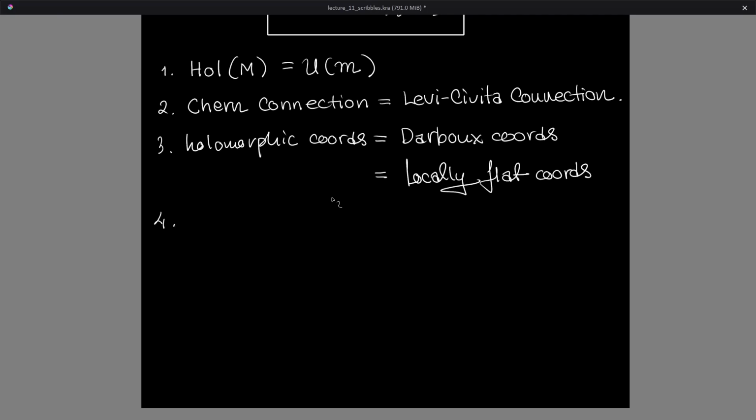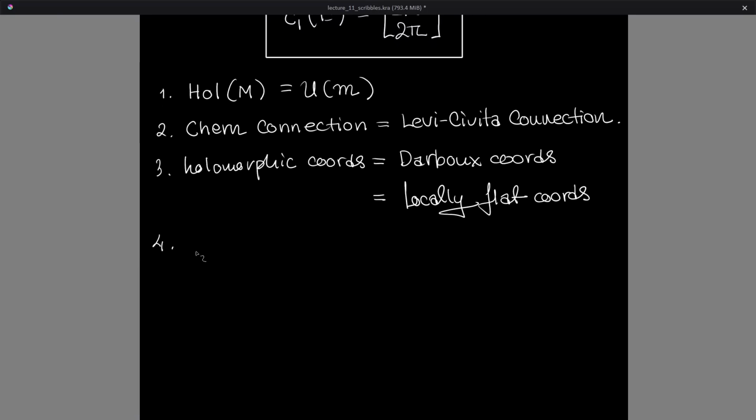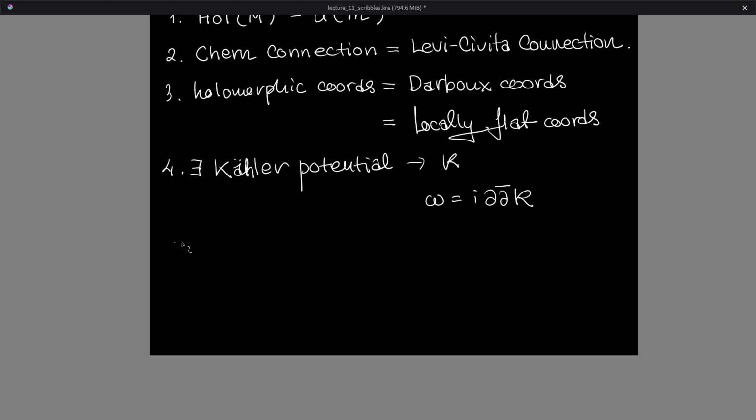So we now have seen that there always exists a Kähler potential K, Kähler potential with an H, Kähler potential K, such that omega is equal to i partial partial bar K, and this induces a Kähler metric.